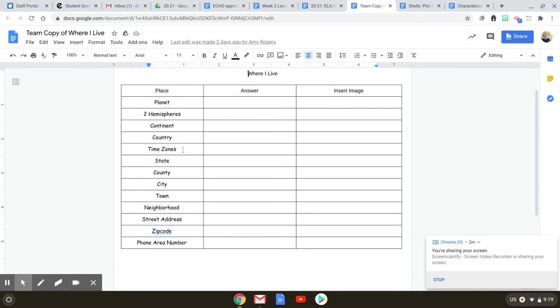Then we get even smaller in the United States of America. We get into our time zones. So in the United States of America, there are 4 time zones. We live on the eastern coast, so we live in the eastern time zone. However, if you drive just a couple hours to the west, you actually switch to a different time zone. So they are an hour behind us.